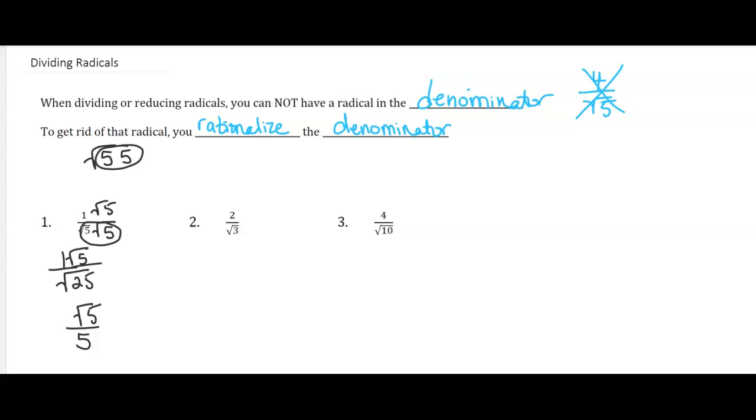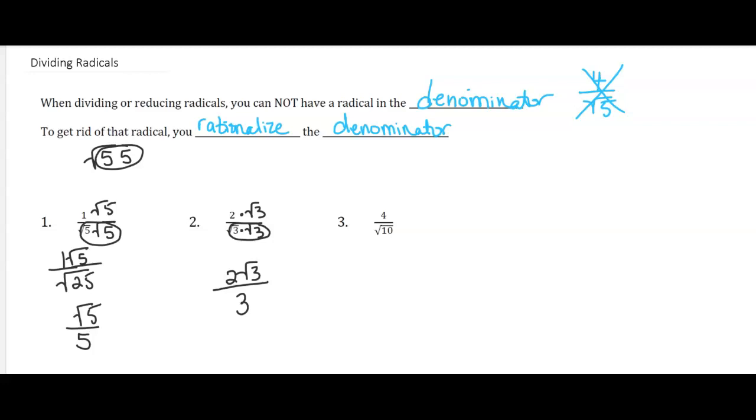All right, so let's look at number 2. I need another 3, so I'm going to put another square root of 3 on the bottom. But if you put a square root of 3 on the bottom, then you got to put a square root of 3 on top. And so on the top, I get 2 square root of 3. On the bottom, I have a pair of the 3's underneath the root. And so that means I can take out a 3. So that's my answer, 2 square root of 3.